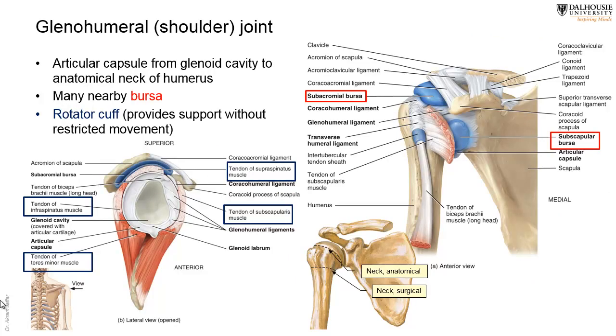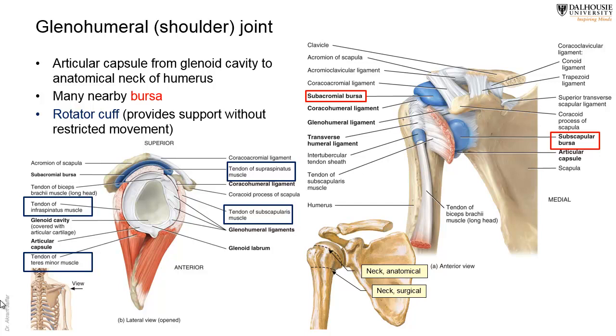Now let's take some examples of joints in the body and apply our knowledge to these joints. So we have the shoulder joint, or the glenohumeral joint. It's an articulation between the head of the humerus and the glenoid cavity or fossa of the scapula. These were mentioned last time.